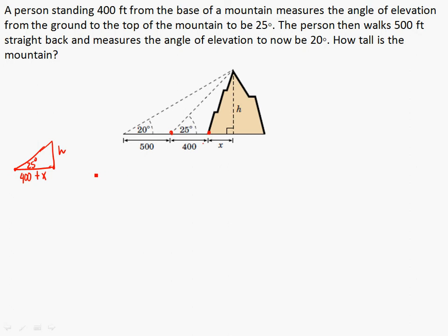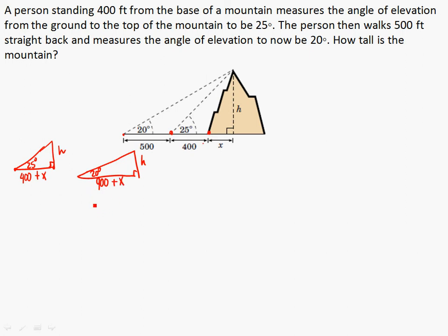Okay, then you move back a little bit. That means that this angle of elevation obviously has to be lowered a little bit because you're further away. So now this is 20. What do you have now in the base? You still have your height here. Okay, what's the measurement that you have now if you move back 500 feet from there? 900 plus x.